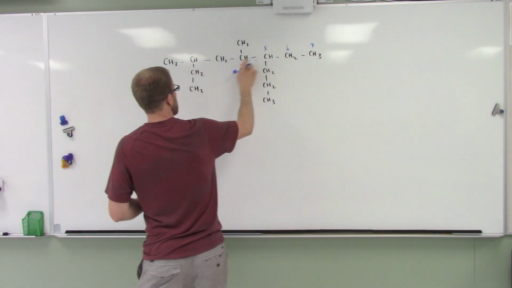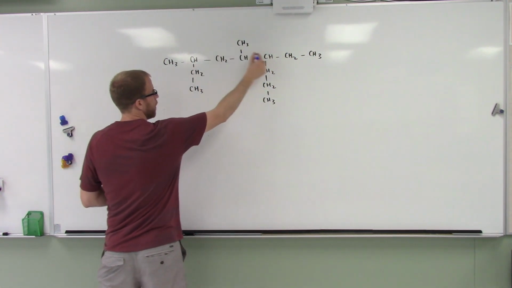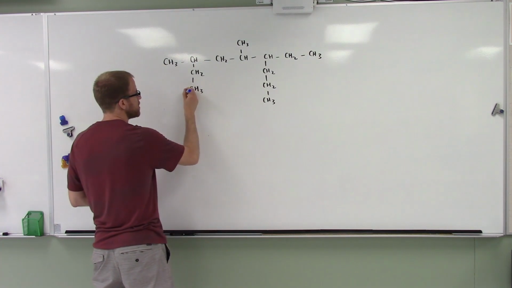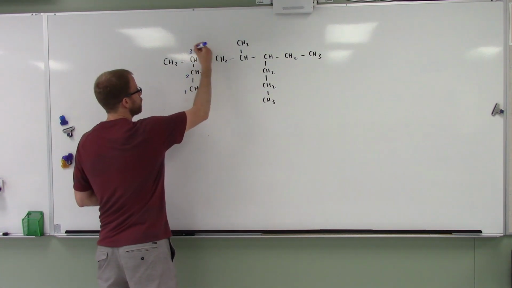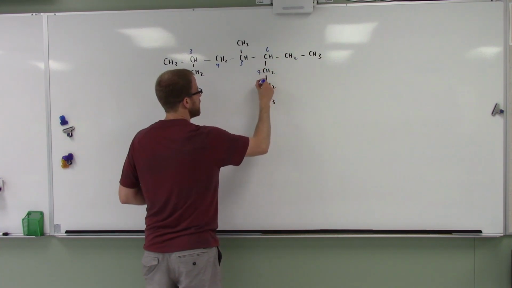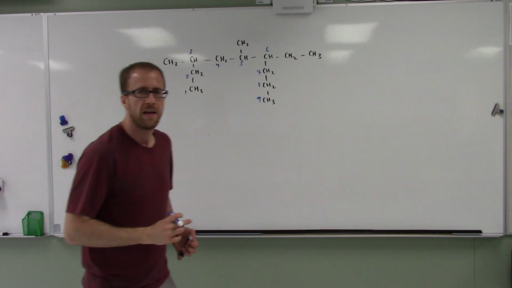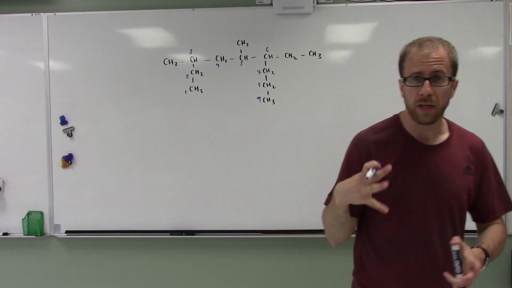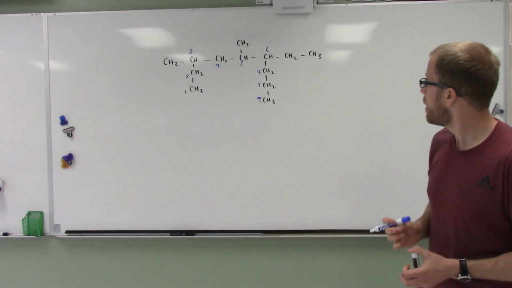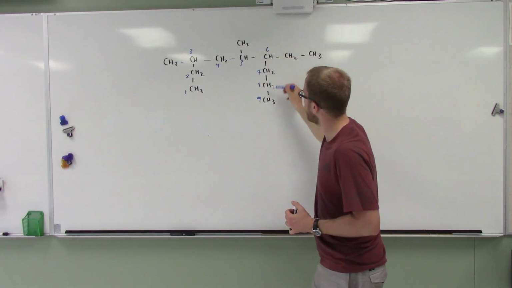It is going to be right here, like that. So it is 1, 2, 3, 4, 5, 6, 7, 8, and 9. Now, if you didn't see that, that's okay. It's going to come with practice. But our longest chain is this right here.